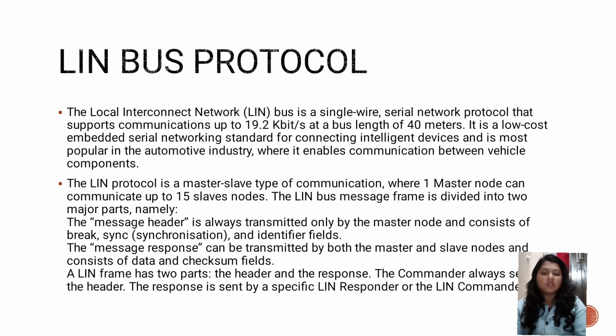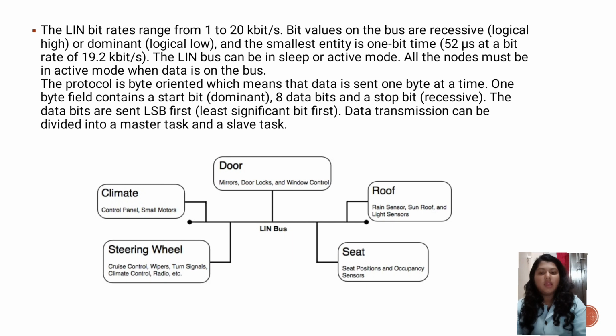The LIN bus message frame is divided into two major parts, namely the message header, which is always transmitted only by the master node and consists of break, synchronization and identifier fields. The message response can be transmitted by both the master and slave nodes and consists of data and checksum fields. LIN bit rates range from 1 to 20 kbps. Bit values on the bus are dominant or recessive, and the smallest entity is 1 bit time.